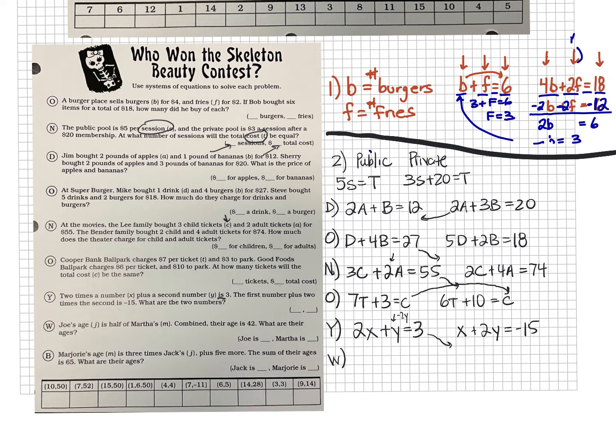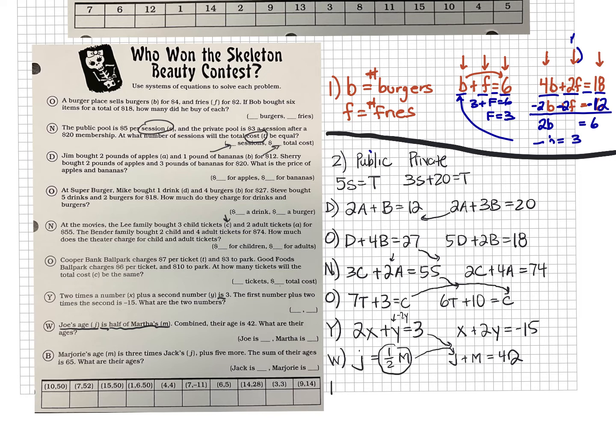Let's see, W. Joe's age, J, is half of Martha's. Whenever you read something like that, you can literally plug it in word for word. Joe's age, J, is, that's equals, half of Martha's, 1/2 of Martha's. Combined, their age is 42. So J plus M equals 42. What are their ages? Well, if J equals 1/2 M, I can plug in 1/2 M for J, and I get 1/2 M plus a full M is 42. So then you'll get 3/2 M is 42. Use 2/3 to cancel out the 3/2, and you get M is 2/3 of 42, which would be 42 divided by 3 is 14 times 2 is 28, maybe?